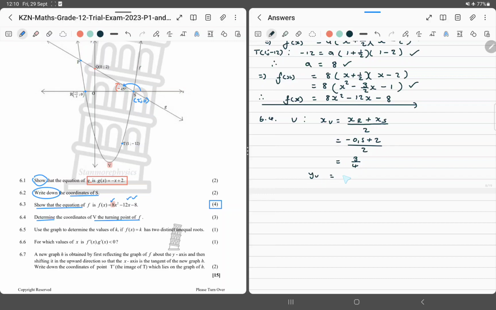We can say now y at V is going to be f of 3 over 4, right? Which is going to be equal to 8 into 3 over 4 squared minus 12 into 3 over 4 minus 8. So guys, maintain vigilance here. This is minus 25 over 2. Therefore, V is the point 3 over 4 semicolon minus 25 over 2.